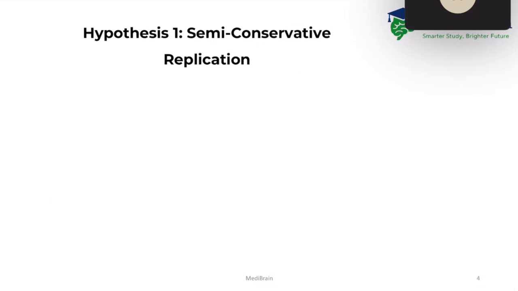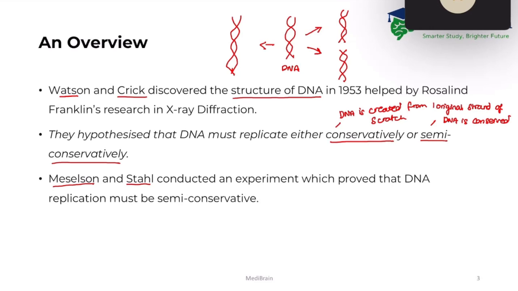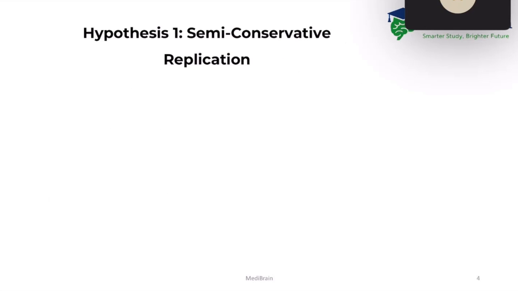Okay, so that's just an overview of what this experiment is about and why it was done. Because there were two scientists that discovered the structure of DNA, and they hypothesized that there were two possibilities of DNA replication. And then the scientists, Meselson and Stahl, conducted an experiment to prove and get an answer that DNA replication was semi-conservative.